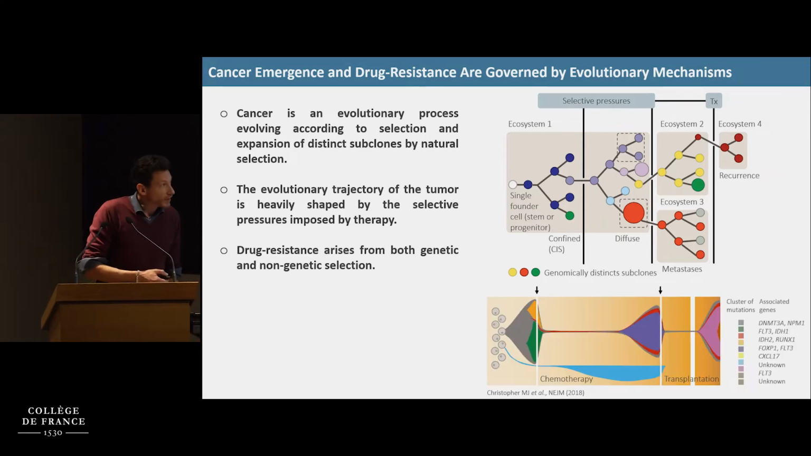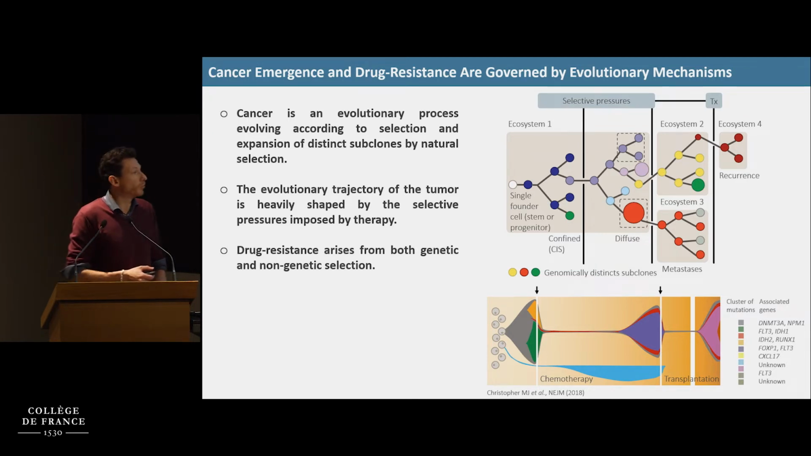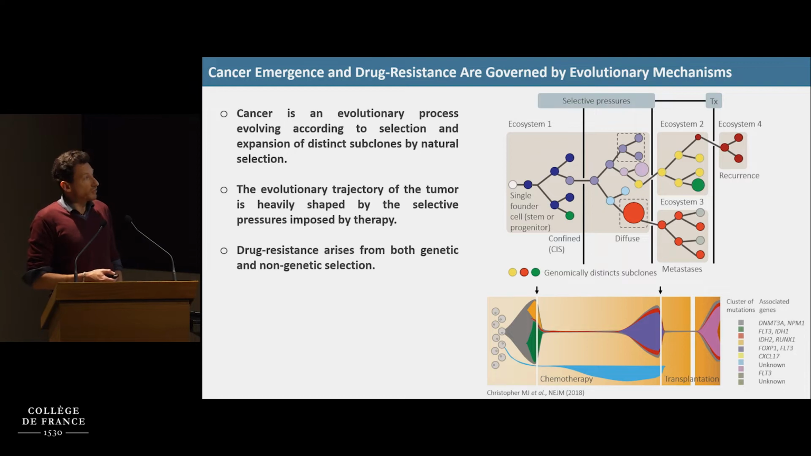Here, for instance, we can observe on this plot where we can follow the different genetic subclones that emerge in a patient with acute myeloid leukemia after chemotherapy treatment or bone marrow transplantation. And we can see that the genetic landscape of this patient is completely different between the time of diagnosis, after chemotherapy, and after bone marrow allotransplantation. So this suggests that indeed the therapy is a very important feature to dictate the tumor evolution.